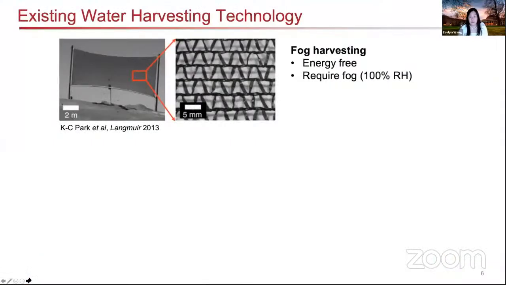Certainly, this is not a new concept. Existing water harvesting technologies have existed for some time. When the humidity is relatively high, you can use fog harvesting, and you can catch the droplets of water onto these various nets to then create clean drinking water. However, this only works for very high humidity conditions, essentially near 100%.